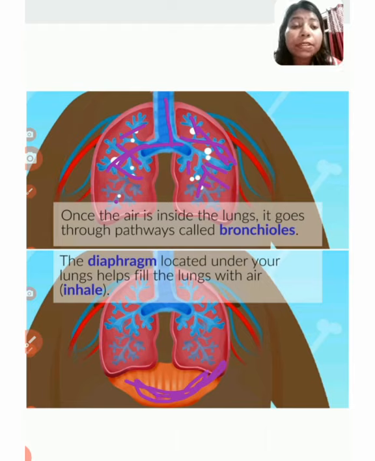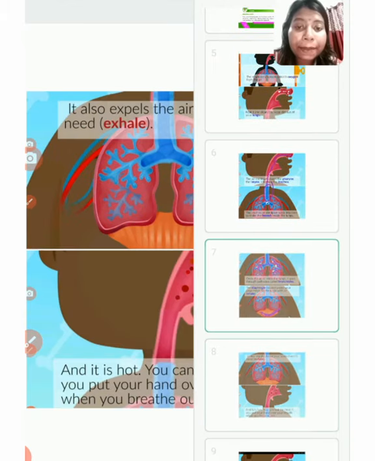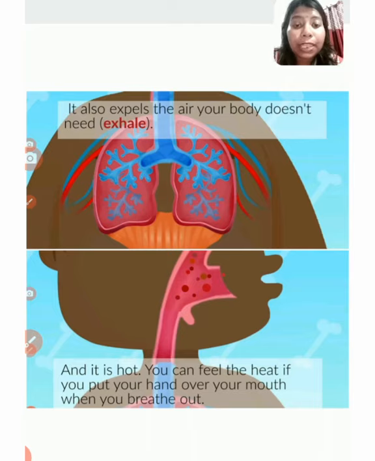Now this diaphragm is located below the lungs, and it helps the lungs to fill in the air. I told you, when it contracts, it helps the lungs to fill in the air. That means that time we breathe in. Clear? Okay, same here. As soon as we breathe in, it contracts. After contracting, it expands. When it expands, it pushes the air to go out. So that means it is pushing the air to come out of your body.